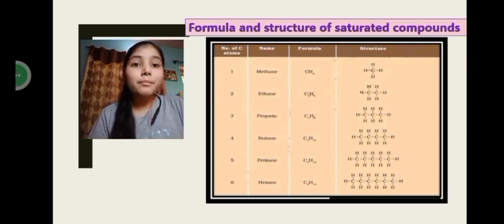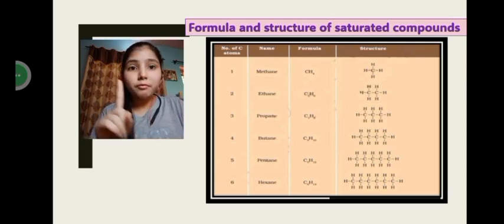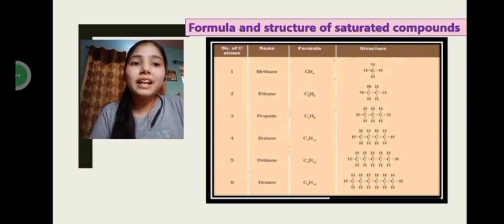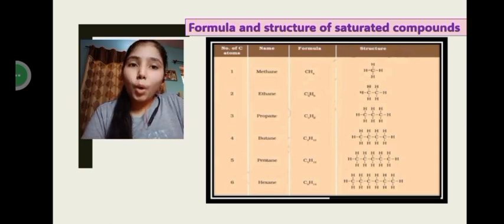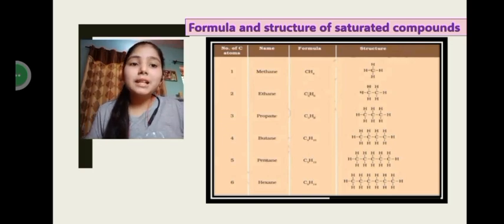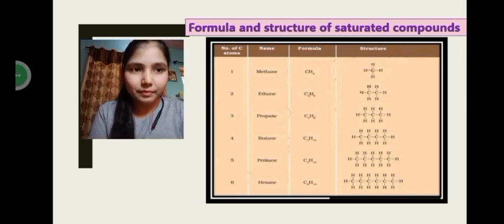Meth means one carbon. Just like methane means one carbon, ethane means two carbons, propane means 3 carbons, butane means 4 carbons, pentane means 5 carbons, and hexane means 6 carbons. These are carbon chains.